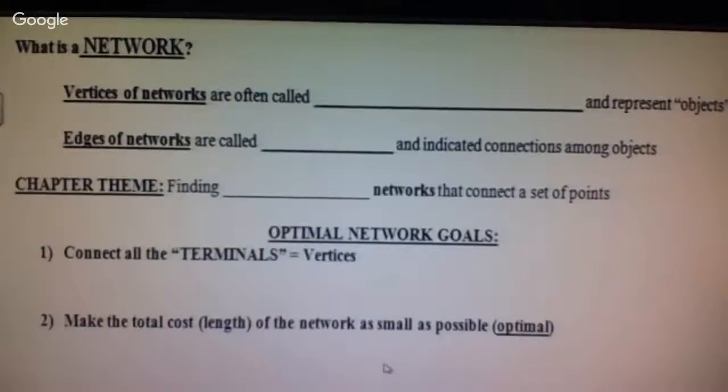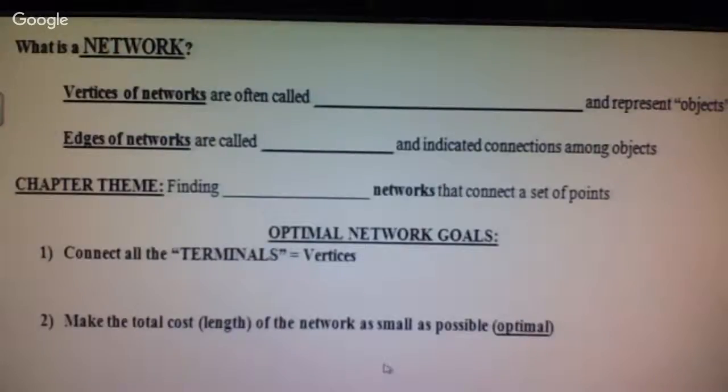All right. Chapter 7, my friends, is called networks. Children, chill. Okay, so chapter 7 is all on networks.